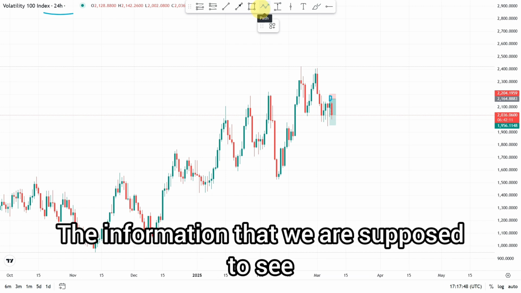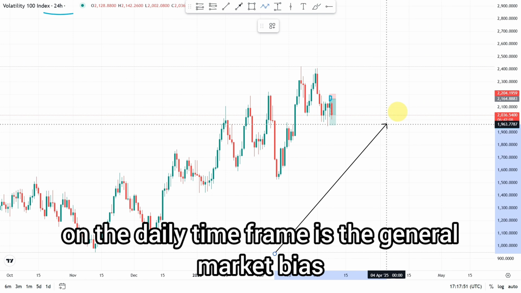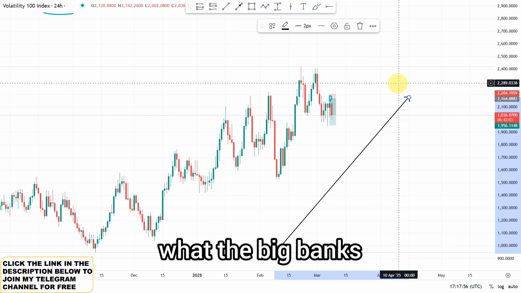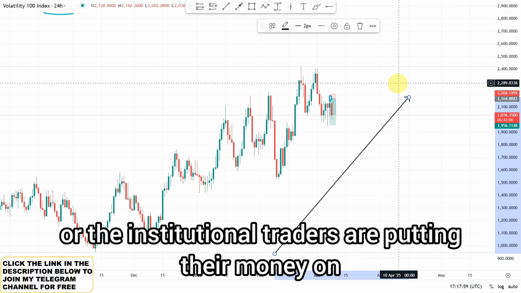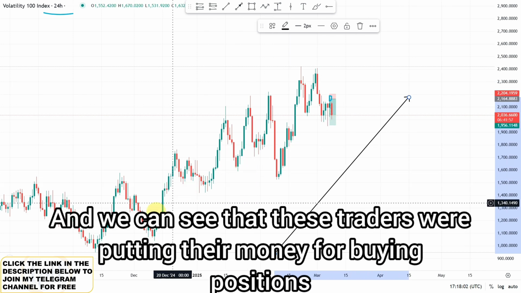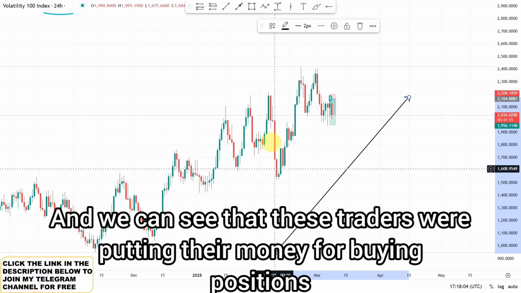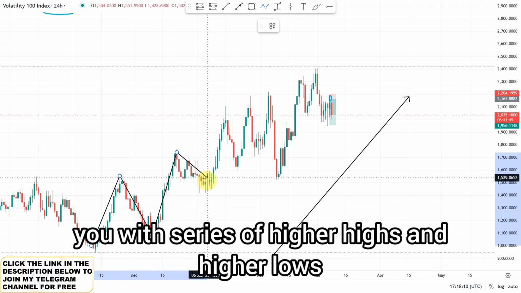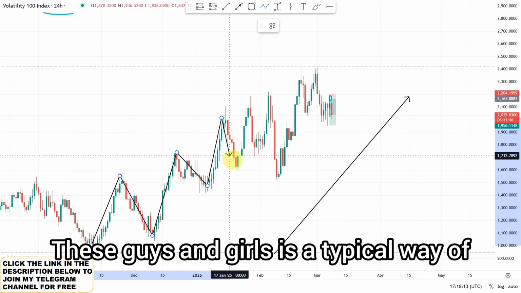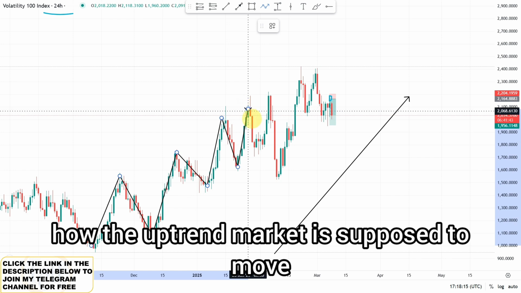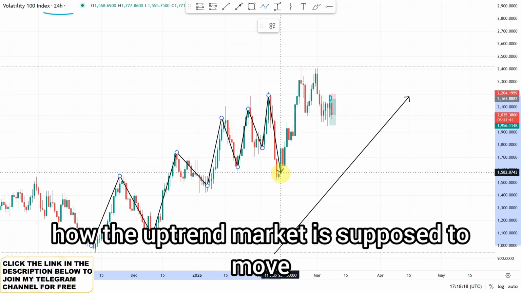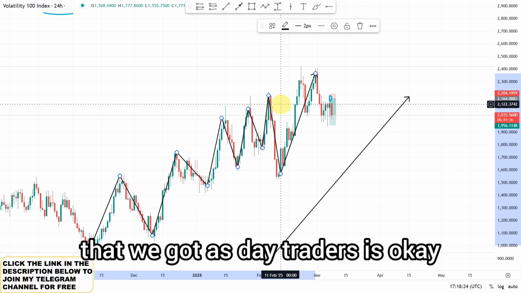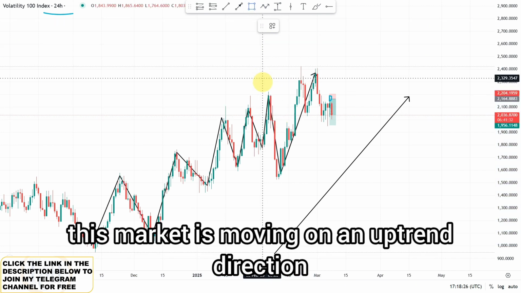The information that we're supposed to see on the daily time frame is the general market bias. We need to see what the big banks or the institutional traders are putting their money on, and we can see that these traders were putting their money on buying positions. You can see this market had been moving, providing you with a series of higher highs and higher lows. This, guys and girls, is a typical way of how an uptrend market is supposed to move. So the first information that we got as day traders is that this market is moving in an uptrend direction.